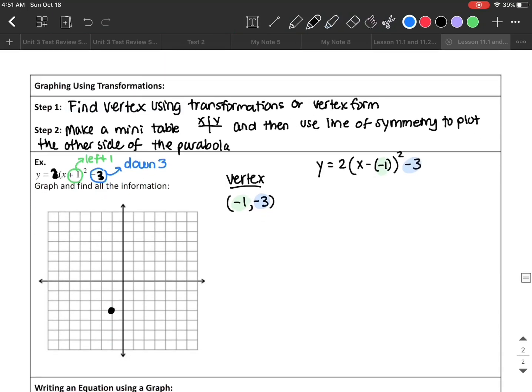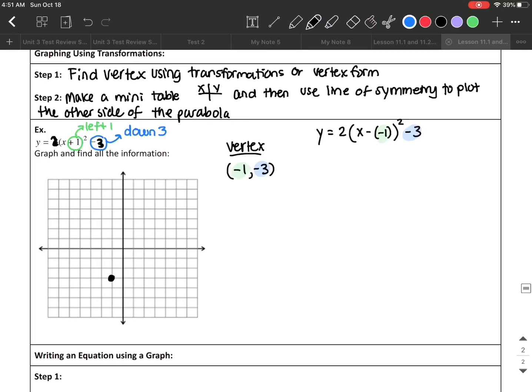Okay, and the next thing I'm going to do is find two other points to the right of this vertex. So this is my vertex. And I know it's going to be a minimum, because I don't have a negative in front, but we can talk about that later, when we see what it looks like. That takes care of step 1. And the next thing I'm going to do is take care of step 2, which is to create a mini table. So a little table with 2 points to the right of that vertex.